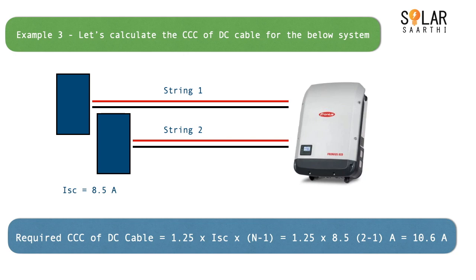N is the total number of strings. In our case, we have two strings, so N is equal to 2. So calculating that, the answer is 10.6 ampere here. So the required current carrying capacity in this case is a minimum of 10.6 amperes.